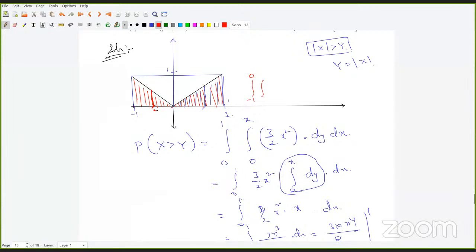You fix one x. What is this line actually? y equals minus x. So the limits are from 0 to minus x. So this is 3 by 2 x square dy dx, plus this probability. This probability we just computed, it is 0.375. So you just have to find this probability and add it.